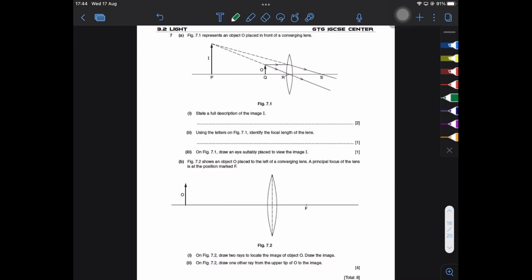Jerry, your answer for the last diagram is correct already, but you did not complete the last question. Draw one other ray from the upper tip of O to the image. So in this scenario, you can draw the one that I said you cannot draw. The third one, which is at the bottom there. You try to draw it and send it to me again. Yeah, this is correct already, Jerry. Excellent. Do the next one.